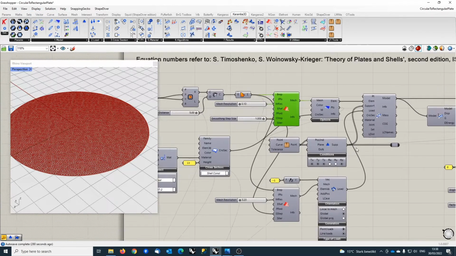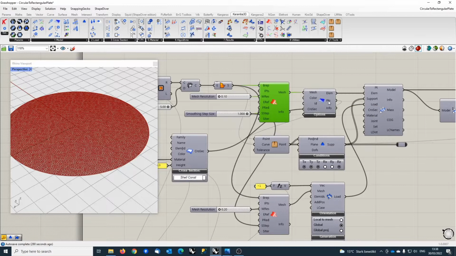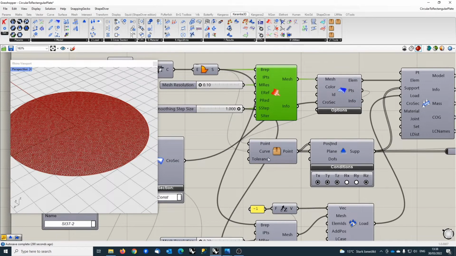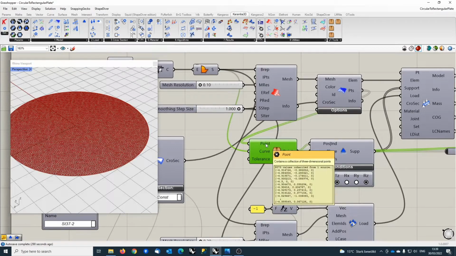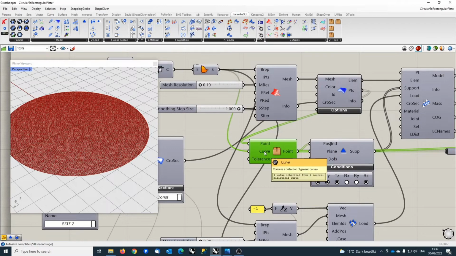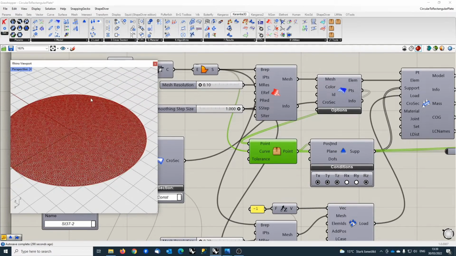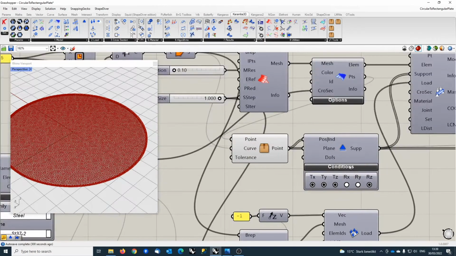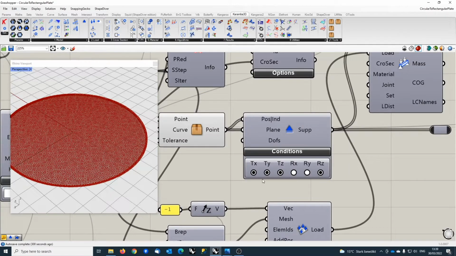The next thing is to define the supports. For this, I use all the points which come out here of the mesh to shell component. With GeoGlobes' custom component, I can now select all those points which lie on the perimeter of the plate, as you can see here, and they are then used as supports. The supports block all the translations in X, Y, and Z direction.